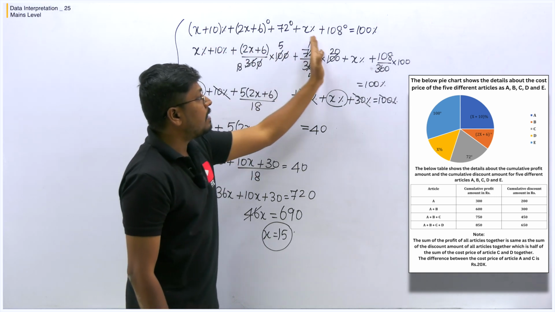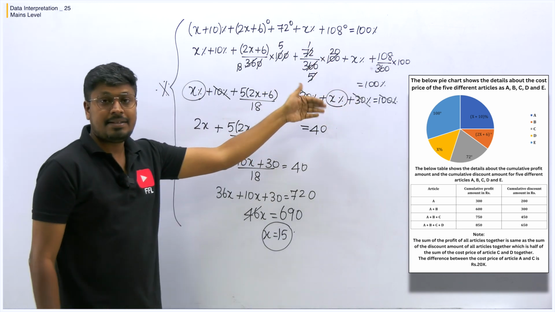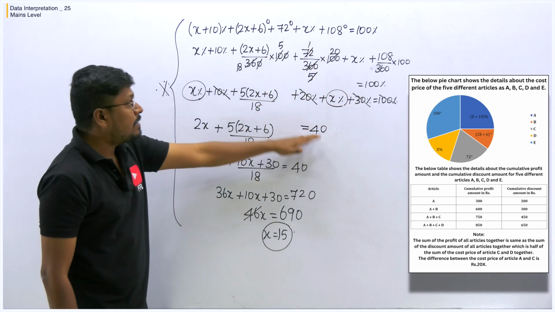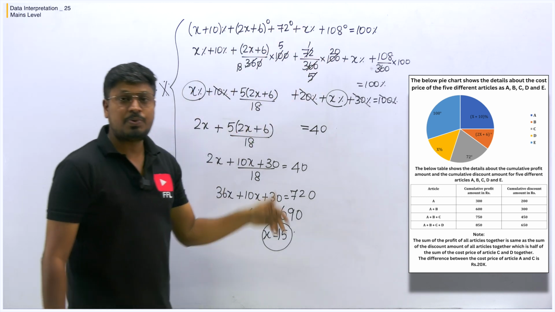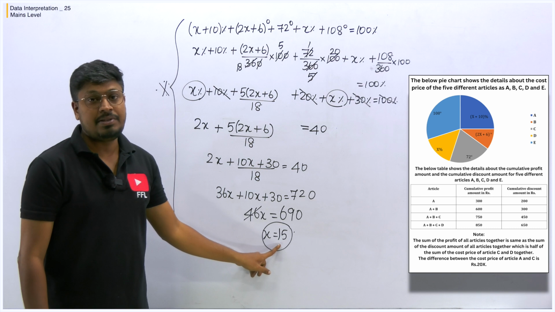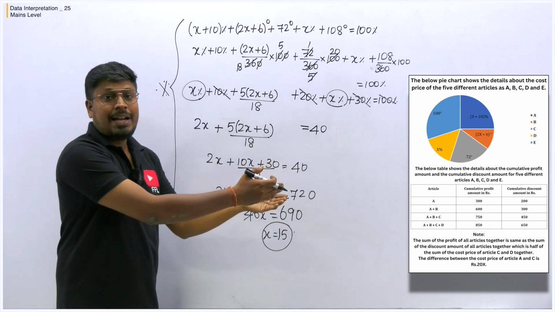The previous question also used a similar concept. Similarly, we converted the degrees into percentages and then solved the question. So here also it is most important. Again, try to write this equation and solve it on your own. So finally what we got here is x is equal to 15.